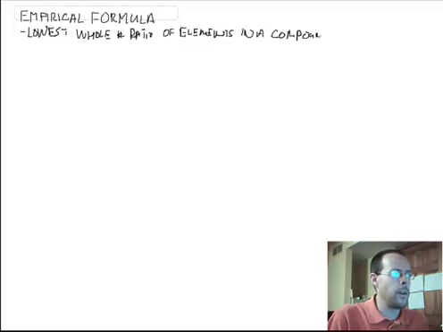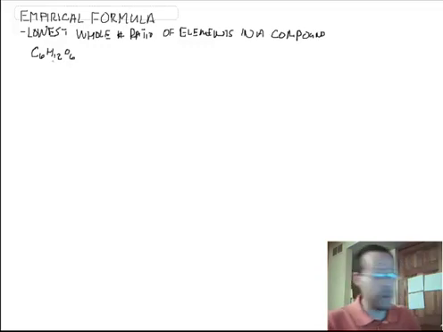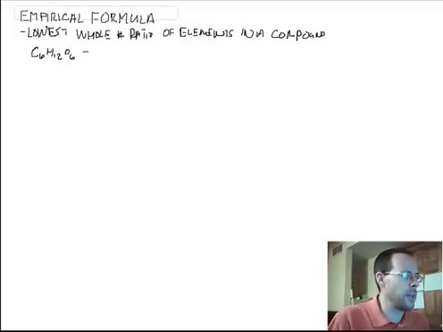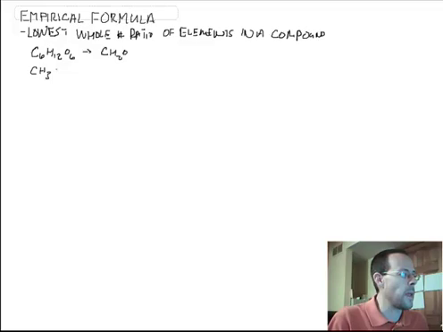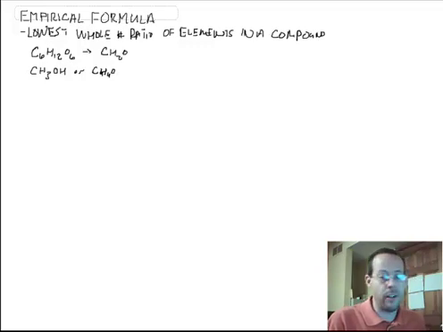So for instance, if we had a compound such as C6H12O6, and we looked at this, we could say the empirical formula of this would be CH2O, because a 6 to 12 to 6 ratio is the same as a 1 to 2 to 1 ratio. Alright? But if we had something like CH3OH, we can rewrite that as CH4O. And can we simplify that at all? The answer is no.